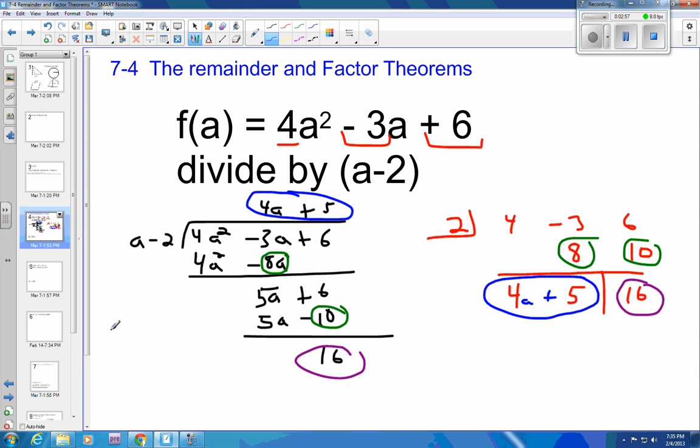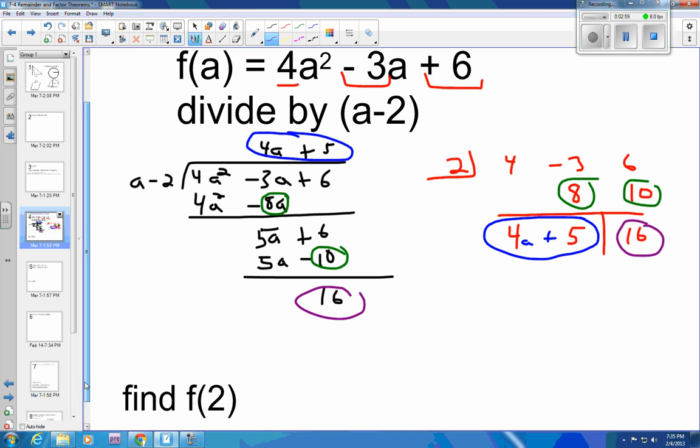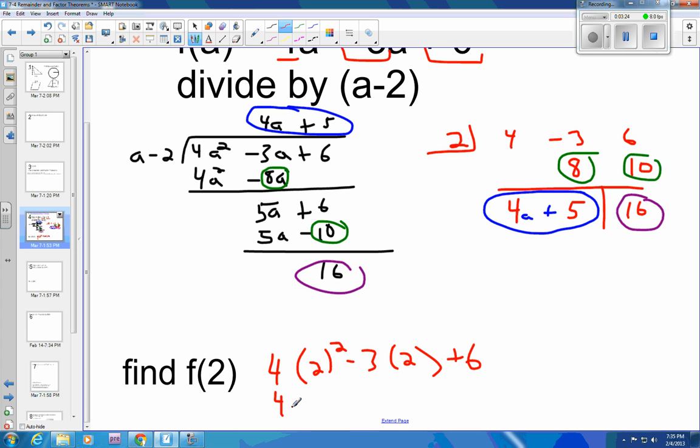And then I want you to see one more thing, which is where we're going here. If we find f of 2, I'm going to take 4 and put 2 squared minus 3 times 2 plus 6. And that 2 is going to be the same 2 that I'm using right here. That means this is going to be 4 times 4 minus 6 plus 6. And the minus 6 plus 6 cancel out, so this is 4 times 4, which is 16. And again, we're getting that 16.